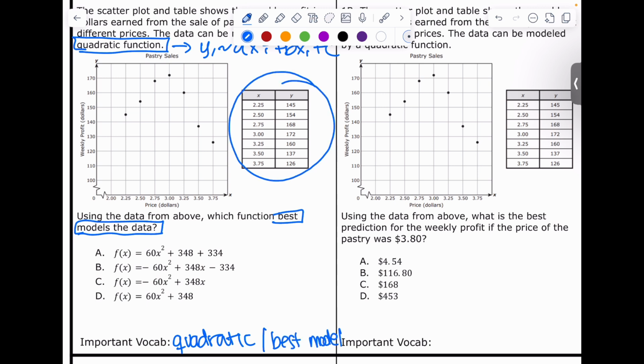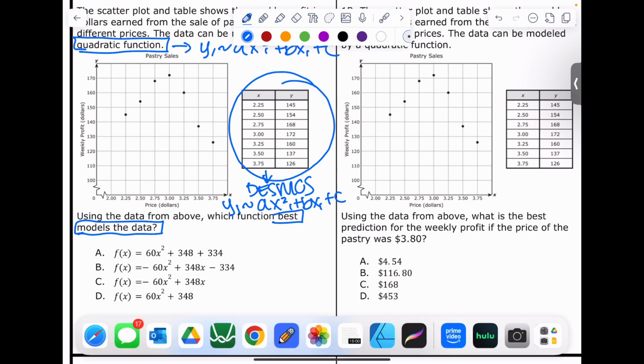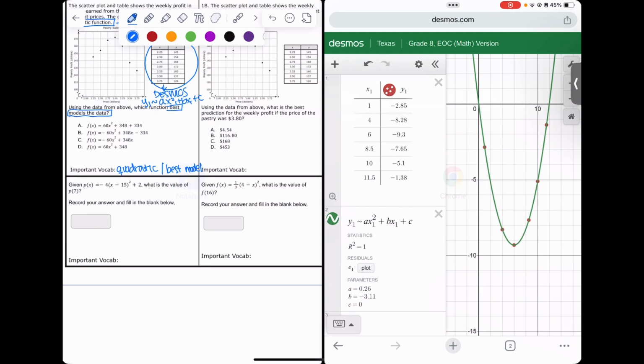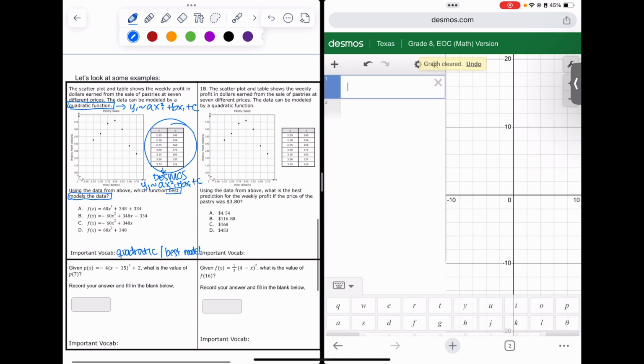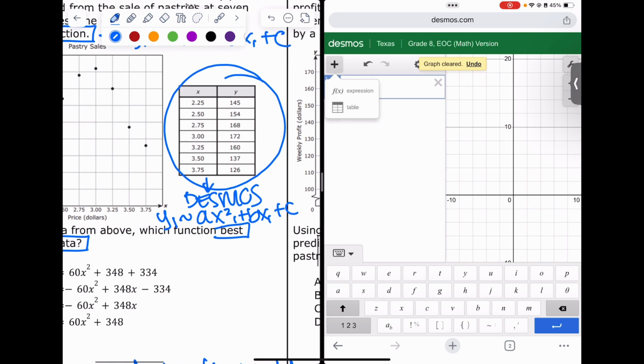I have my table. I need to take that to Desmos and use my y1 squiggly line ax1 squared plus bx1 plus c. So we're going to Desmos, all over here. We're going to delete everything. You have to delete everything when we're plugging in our table.